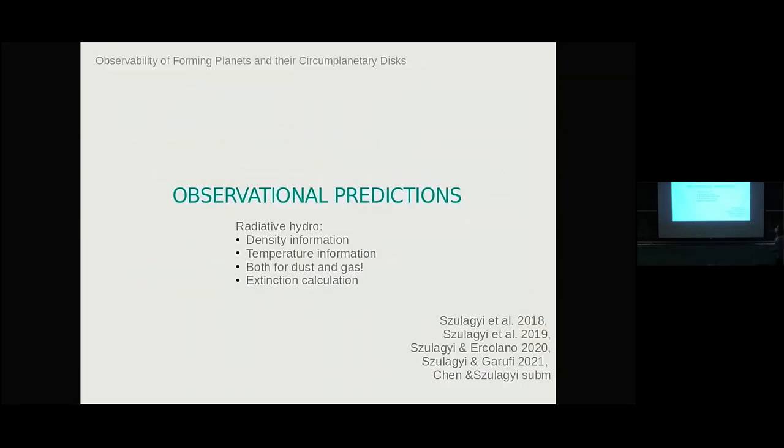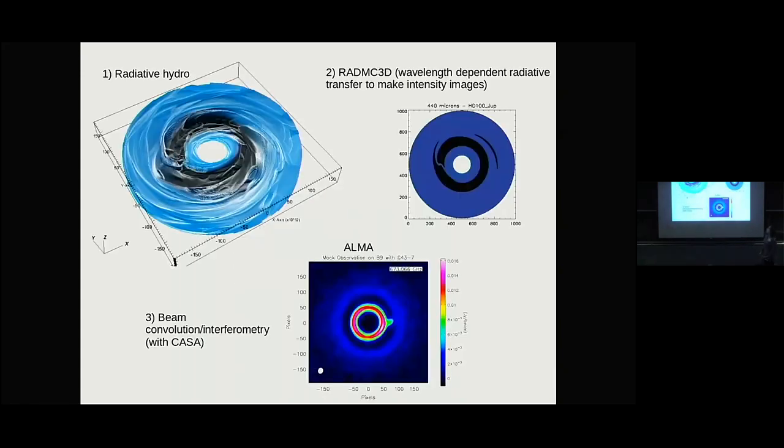One of the good things about the radiative hydrodynamic simulations is that you get almost freely observational predictions, since you have the density information, temperature information, both for the dust and gas, and you have self-consistent extinction calculation as well. So we did this in a couple of papers, and we did imaging, for example. In this case, you run the hydro, then we post-processed it with wavelength-dependent radiative transfer software with ray tracing, and then finally you do convolution and interferometry depending on the telescope.